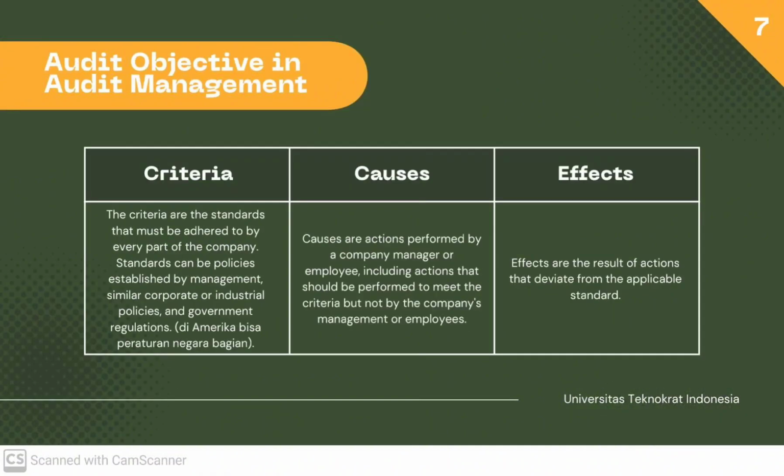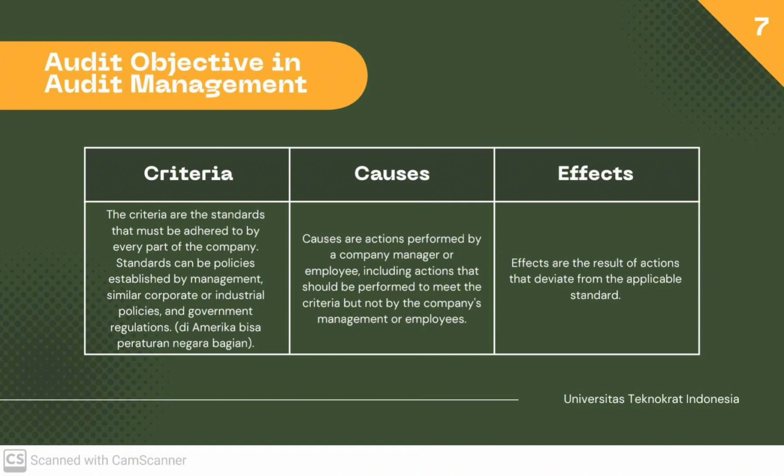Audit objective in audit management. Criteria. The criteria are the standards that must be adhered to by every part of the company. Standards can be policies established by management, similar corporate or industrial policies, and government regulations. In America it can be state regulations.